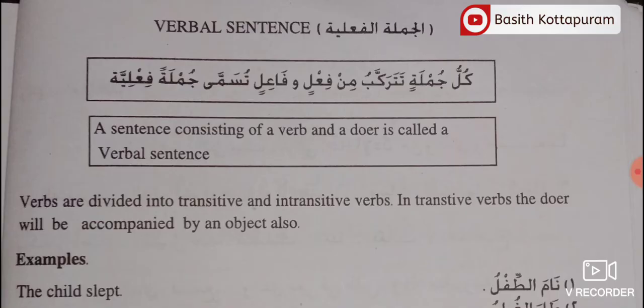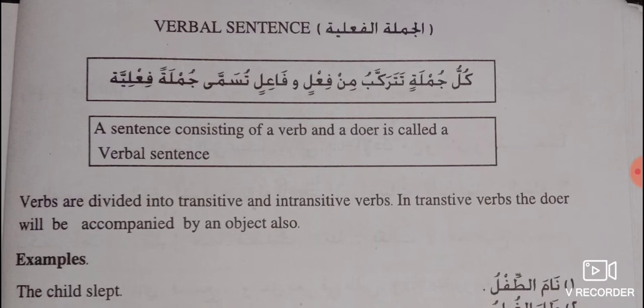Today we are going to learn about Jumla al-Fi'liya, which means verbal sentence. A verbal sentence is meant by Jumla Fi'liya. A jumla fi'liya is defined as كل جملة تتركب من فعل وفاعل تسمى جملة فعلية. A sentence consisting of a verb and a doer is called a verbal sentence.